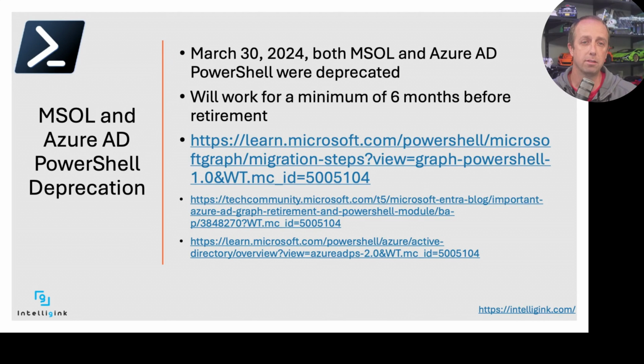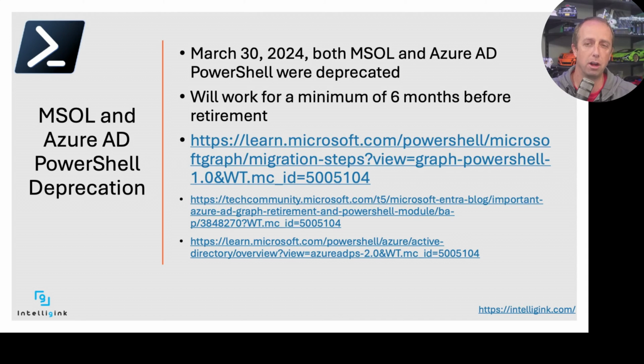The first one, this is an important one, especially if you're an admin and you like PowerShell, is that on March 30 of 2024, so about 2.5 weeks ago now, both the Microsoft Online, or MSOL, and the Azure AD PowerShell modules, primarily Microsoft Online, were deprecated. Microsoft has said they'll continue to allow these modules to work for a minimum of 6 months before retirement.